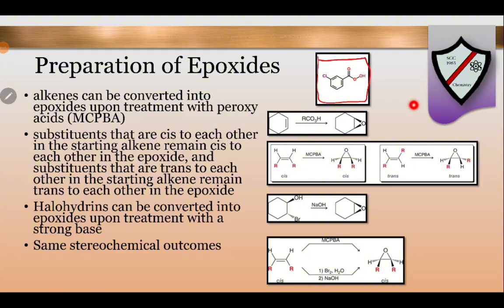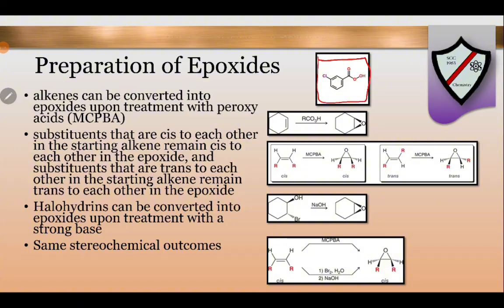So we just buy that stuff from the chemical supply, and we treat any alkene with this MCPBA, and it does what we are saying it does. It replaces the pi bond with the oxirane ring. It's important to keep in mind that due to the mechanism of this reaction, substituents that are cis to each other in the starting alkene are going to remain cis to each other in the epoxide, and subsequently substituents that are trans to each other in the starting alkene are going to remain trans to each other in the finished epoxide.